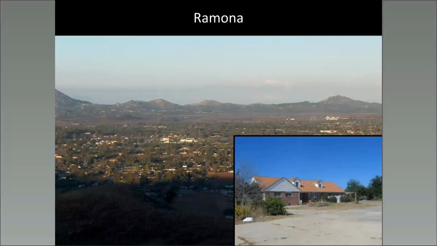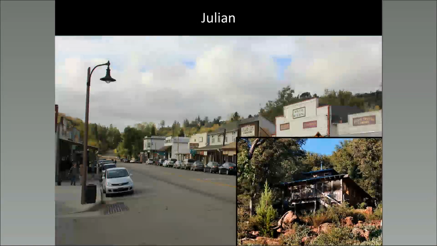Our second community was Ramona. This has a lower average income than Rancho Santa Fe, many more structures, and a more diverse population. Ramona also suffered many losses in the 2007 Witch Creek Fire, and this photo here would be an average home in Ramona. And our third study site, Julian, is a very beautiful town.